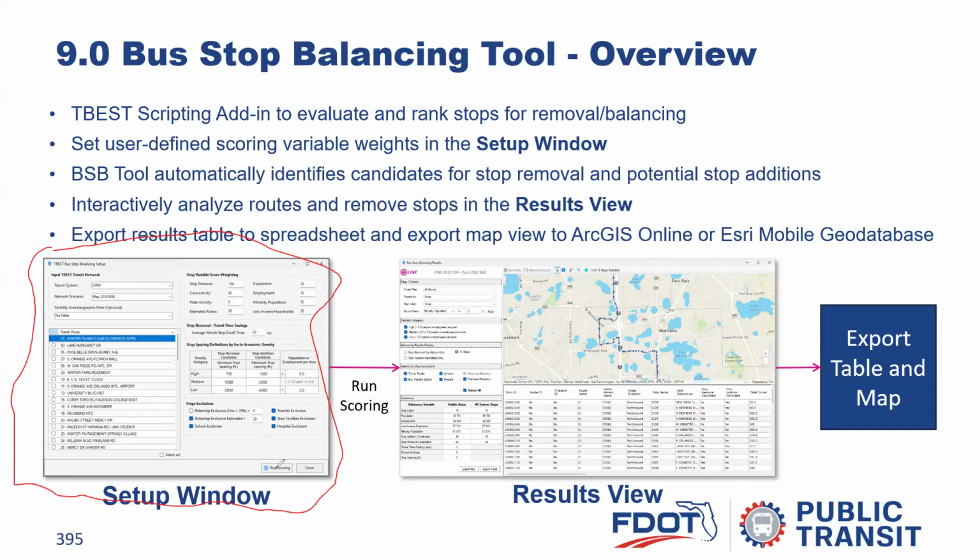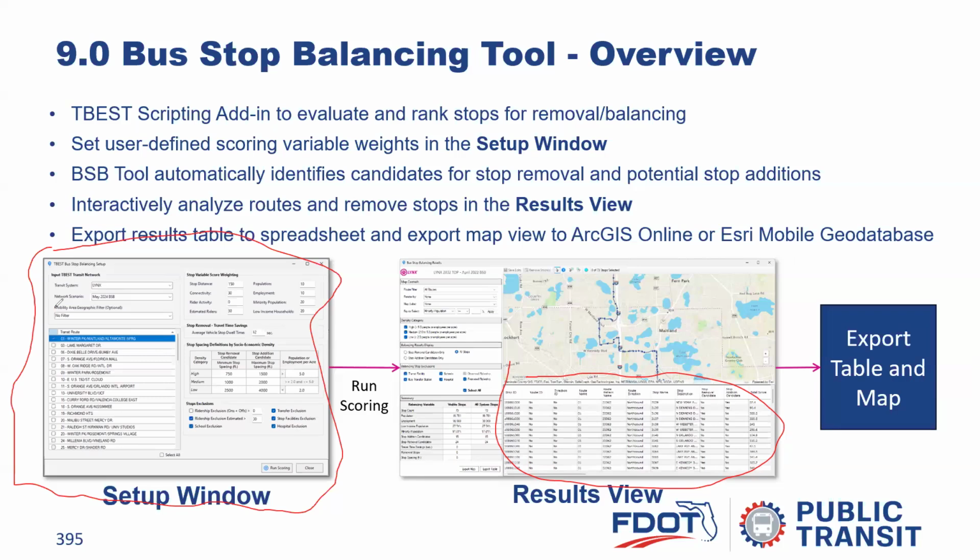Once you run the scoring, it will produce this output that you can interactively use to remove stops and balance them according to how you would see them actually playing out, based on scores and whether something is a stop removal candidate or not. You can also export any of the results to a spreadsheet. The table you see here can be exported with all the variables in it, and the map as well to ArcGIS Online or mobile geodatabase. When you export to these formats, it has all of the variables in it as well.